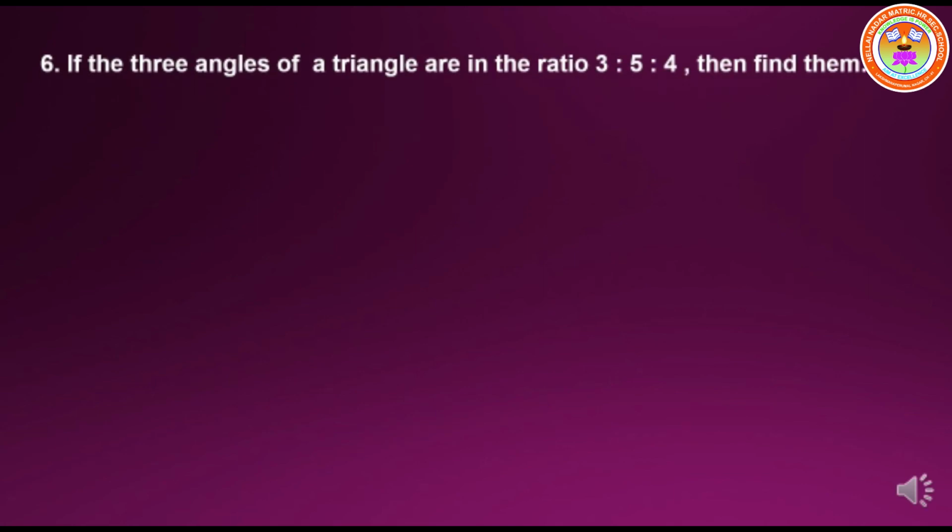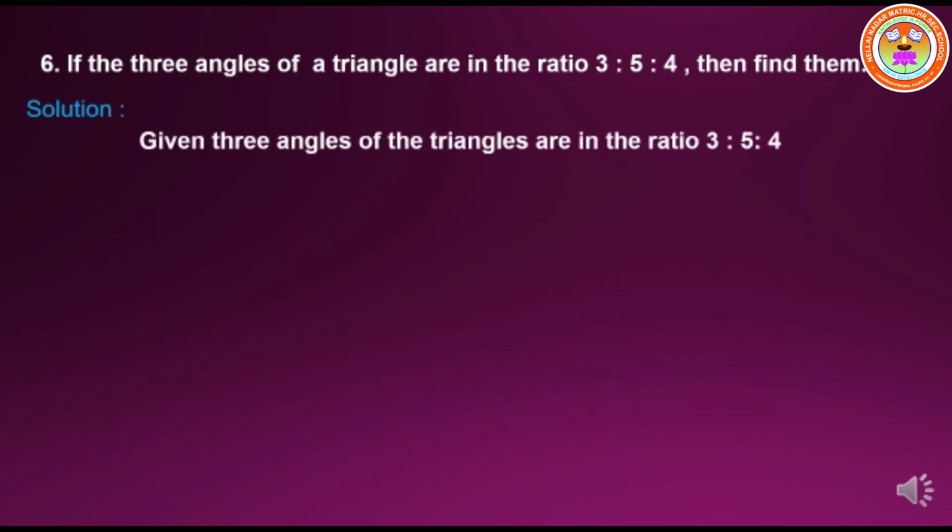Sixth sum. If the three angles of a triangle are in the ratio 3:5:4, then find them. So the angles are given in the ratio and we are going to find the three angles of the triangle. Solution. Given that the three angles of the triangle are in the ratio 3:5:4. Let the three angles be 3x, 5x and 4x. Since it is given in ratio, we write the angles as 3x, 5x and 4x.